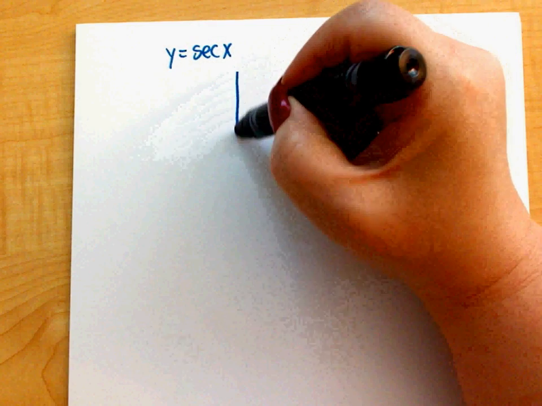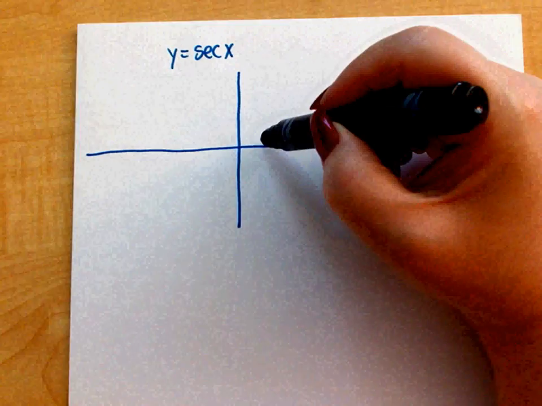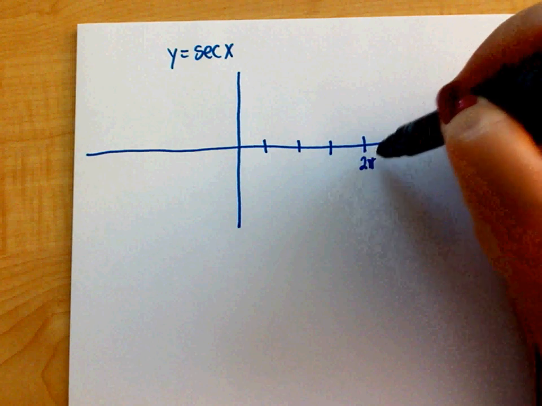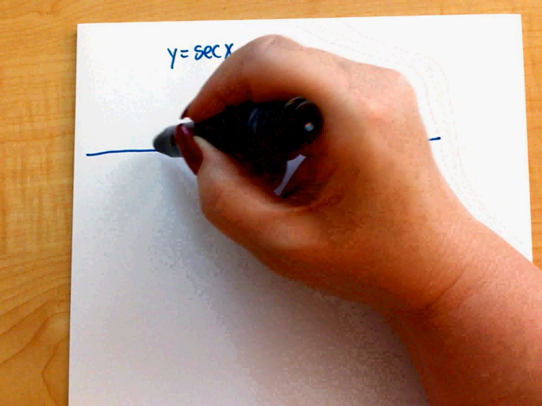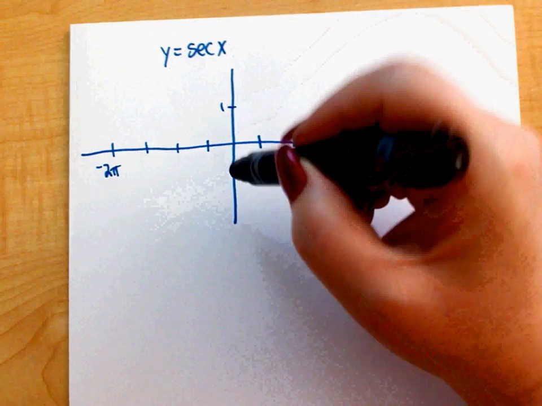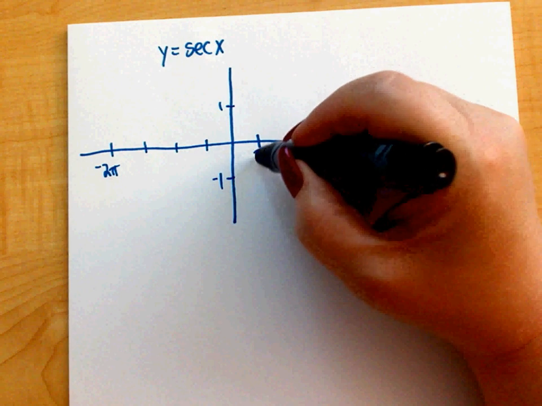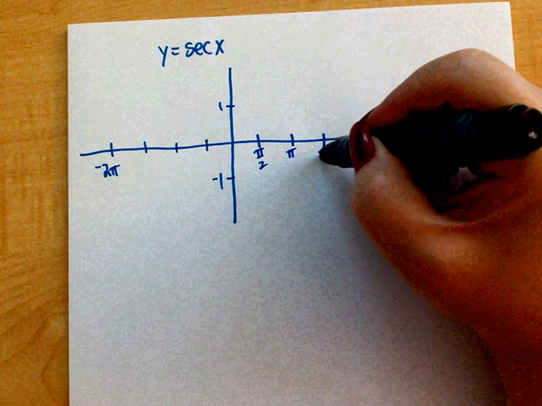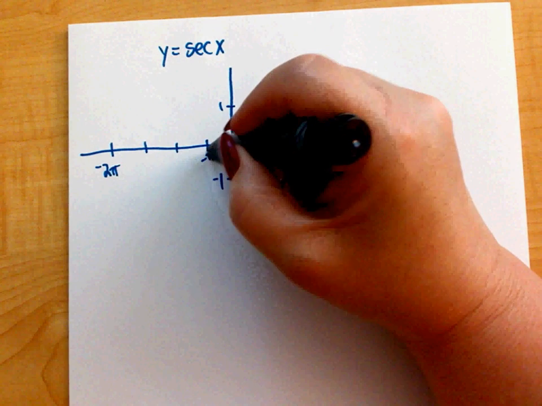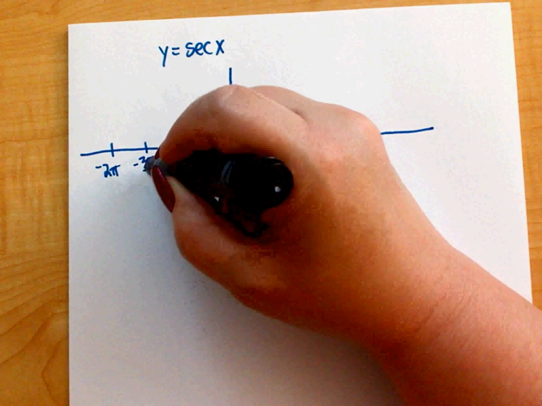The key to graphing secant is that, just like all of your normal graphing, you do 4 tick marks and label the last one 2 pi. Then you do 4 tick marks to the left and label the last one negative 2 pi. And you go up 1 and you go down 1. Remember that this is really pi over 2, pi, 3 pi over 2, and over here negative pi over 2, negative pi, and negative 3 pi over 2.